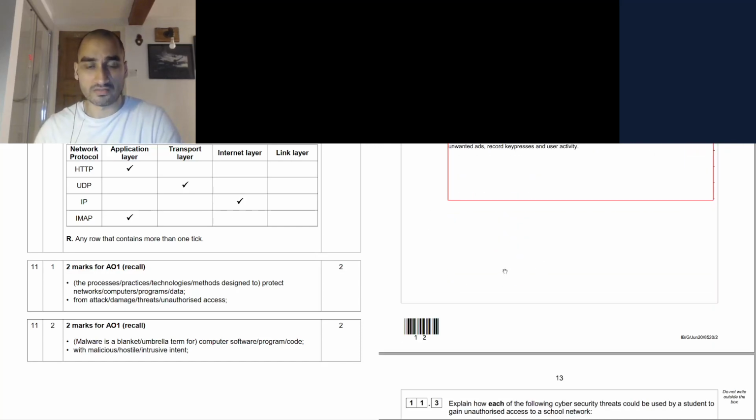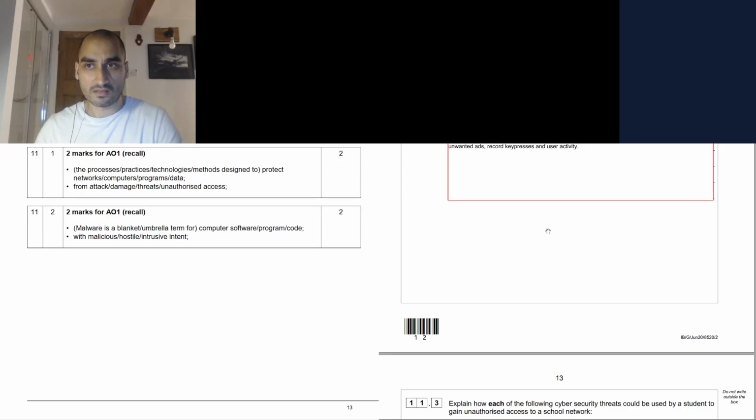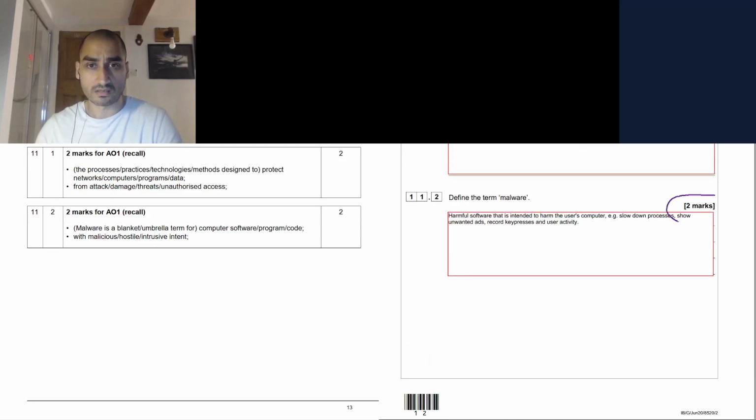Define the term malware. I don't even know what the term malware is. It's just used differently by lots of program code with malicious intent. Yeah, that's what I said.